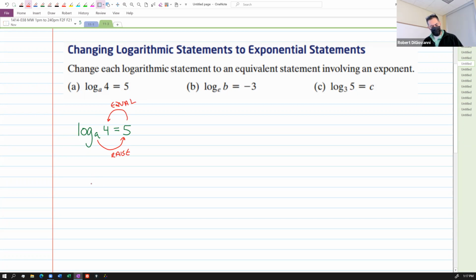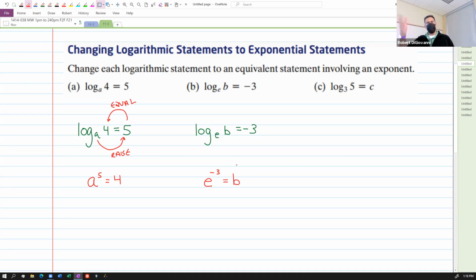And so that would give me what? A to the 5th power equals 4. That is the equivalent exponential statement of that logarithm. This one? E raised to the -3 equals B.